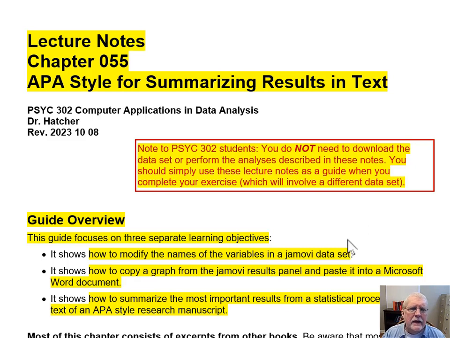Guide overview. This guide focuses on three separate learning objectives. Number one, it shows how to modify the names of variables in a jamovi data set. Two, it shows how to copy a graph from the jamovi results panel and paste it into a Microsoft Word document. And three, it shows how to summarize the most important results from a statistical procedure in the text of an APA-style research manuscript.